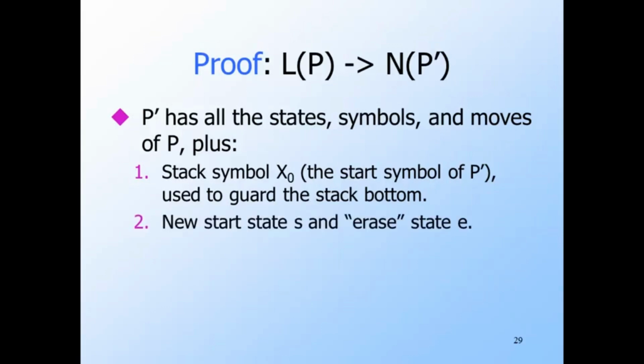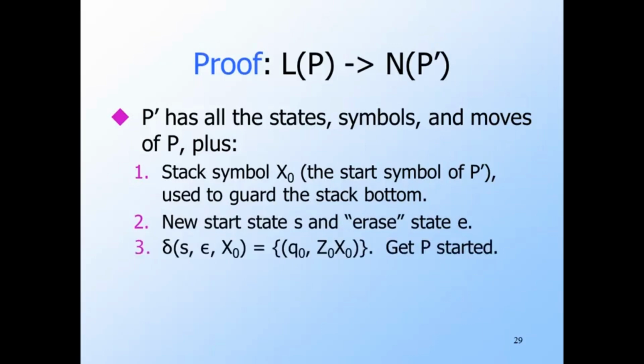P prime has a new start state S and an erase state E. P prime has several additional transitions. This rule says that in its initial ID, it has only one choice. It must change to the start state of P and push Z0, P's start symbol, on top of its own start symbol X0, which remains to guard the stack. P prime is now ready and able to simulate P.